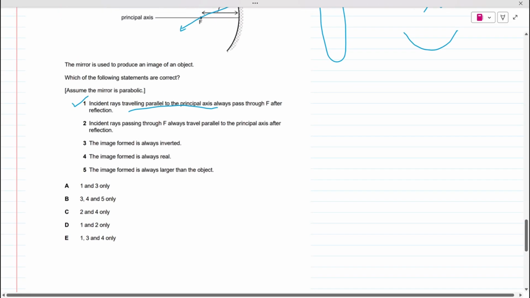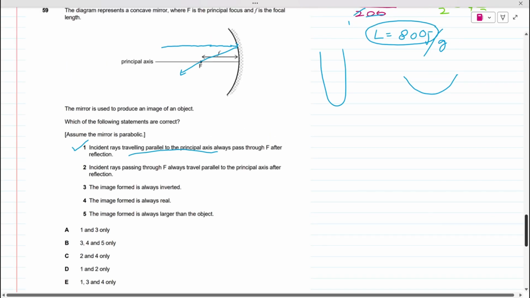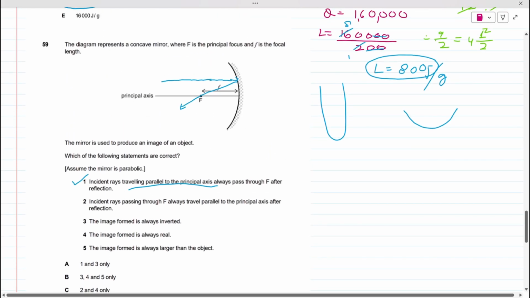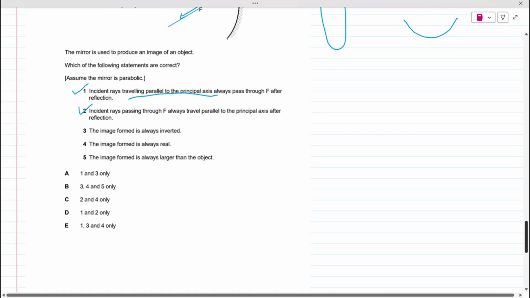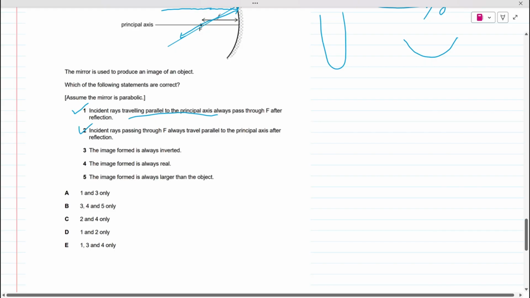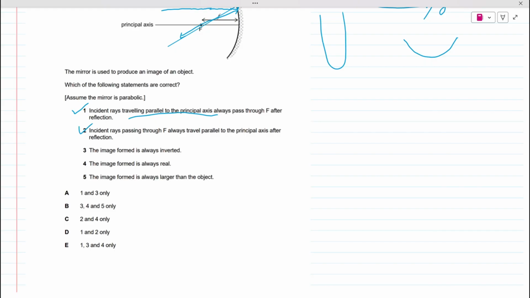Let's read the second statement: incident ray passing through focus always travels parallel to the principal axis. Of course, this is again the same thing. They are telling that the ray which passes through the focal point will be reflected parallel to the principal axis. So this is again correct. So the second statement is correct. Now see, this concave mirror is used to produce the image which is imaginary, which is virtual, right? The image formed is always inverted. Inverted means, for instance, here we have a mirror, right?